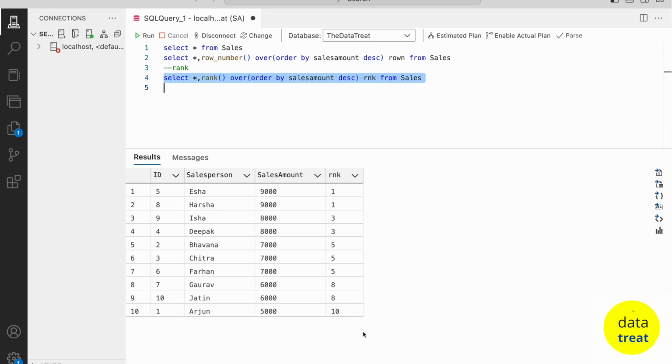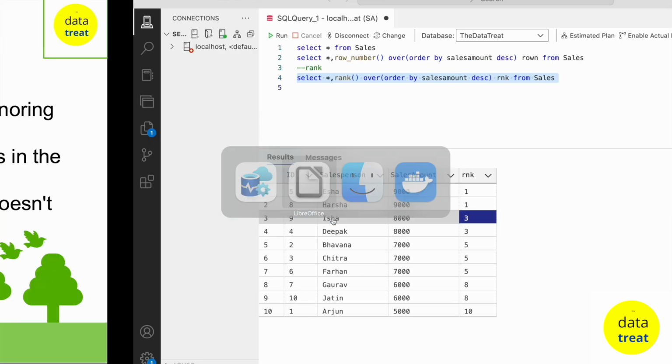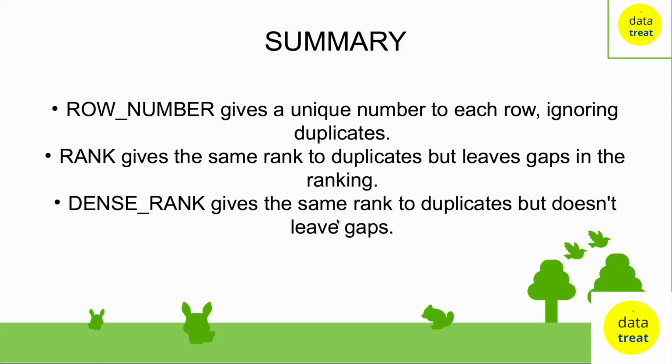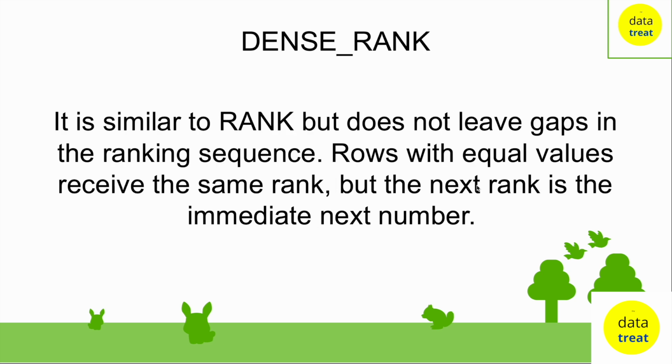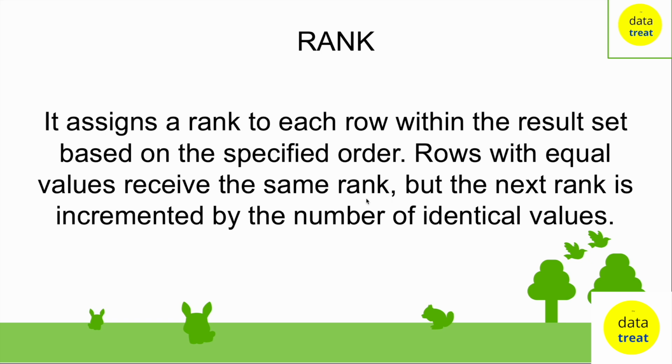If you see for RANK, we have also ordered it by sales amount descending. The highest sales amount got rank 1, which is fine. Again, the second sales amount, which is equal to 9000, also got rank 1. But the third one, 8000, unlike ROW_NUMBER, got rank 3. So what happens in RANK is that it is incrementing by the number of identical values.